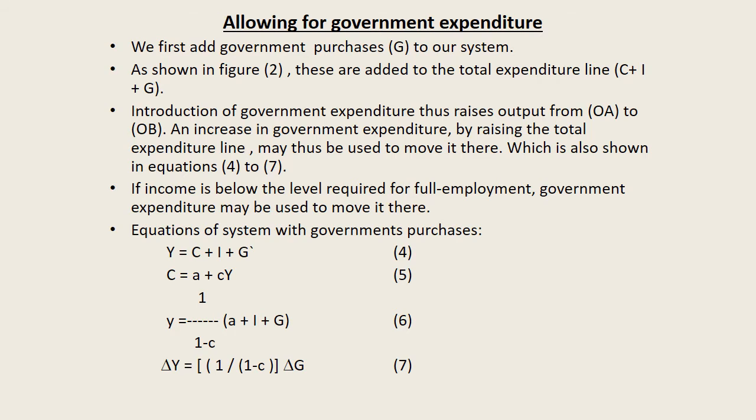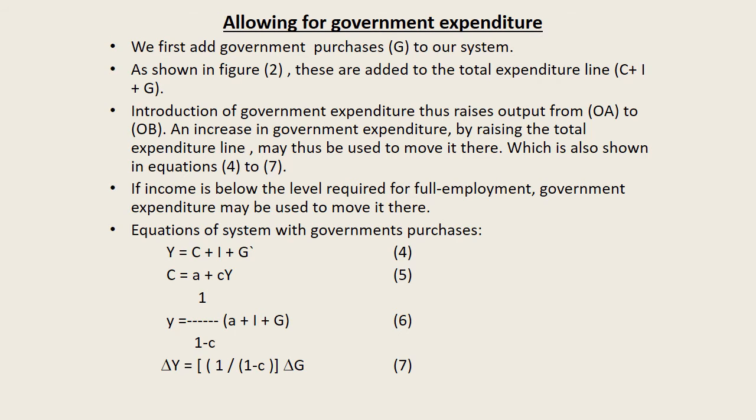We have four equations: 4, 5, 6, 7. Equation 4 represents expenditure equals C plus I plus G. Note that Y here is a capital letter, while y for income is a small letter. Y equals C plus I plus G. Total expenditure equals consumption expenditure plus investment expenditure plus government expenditure.